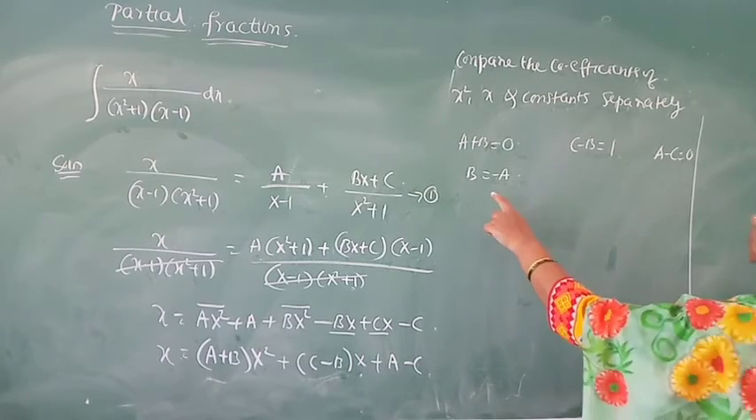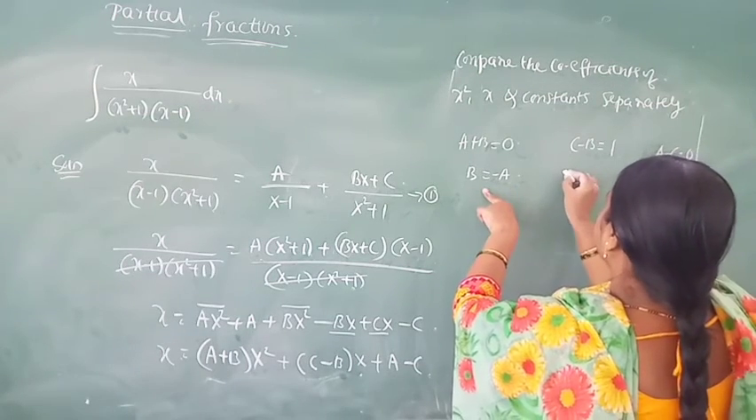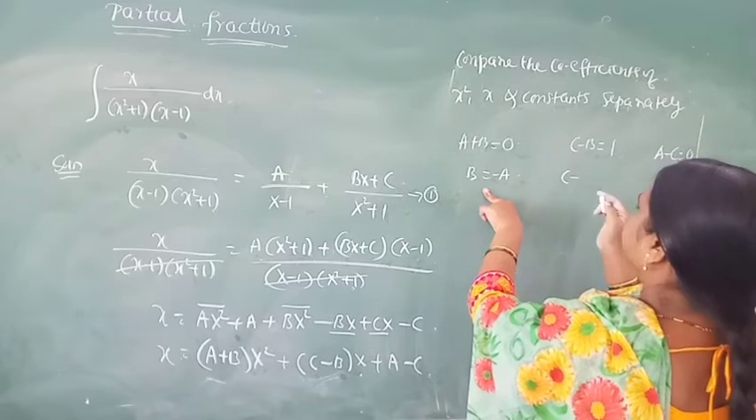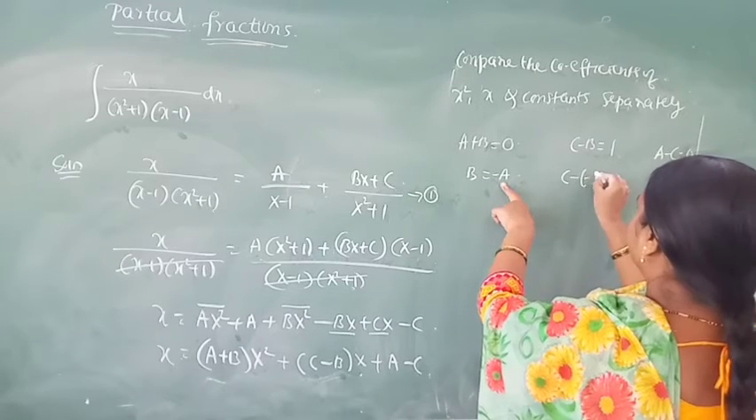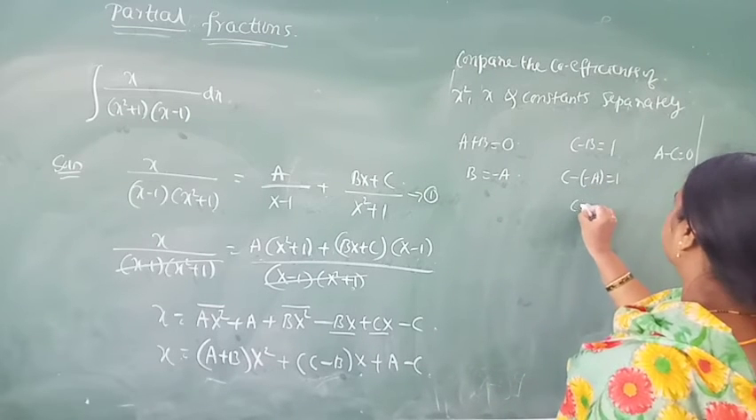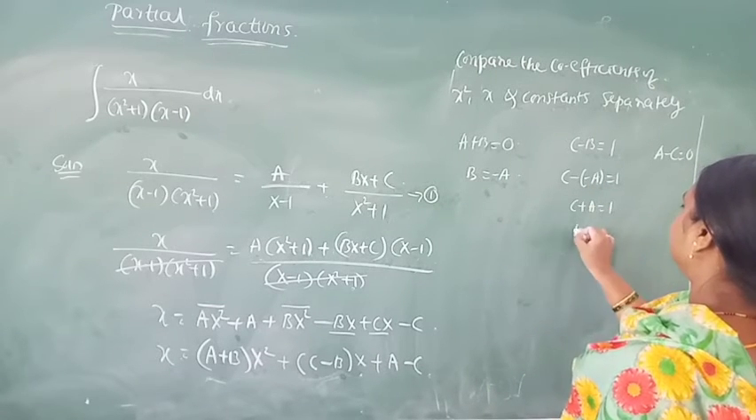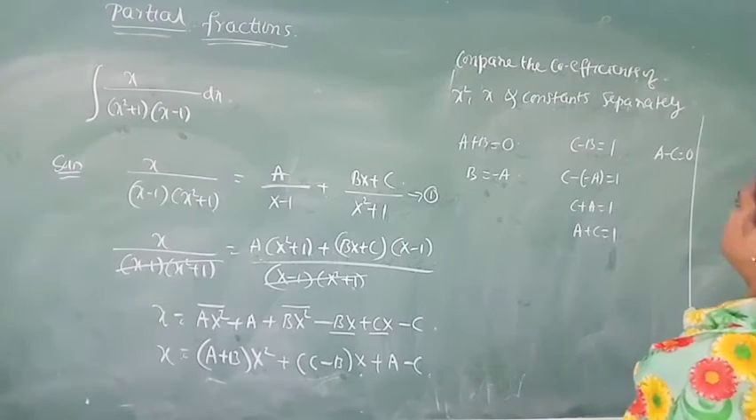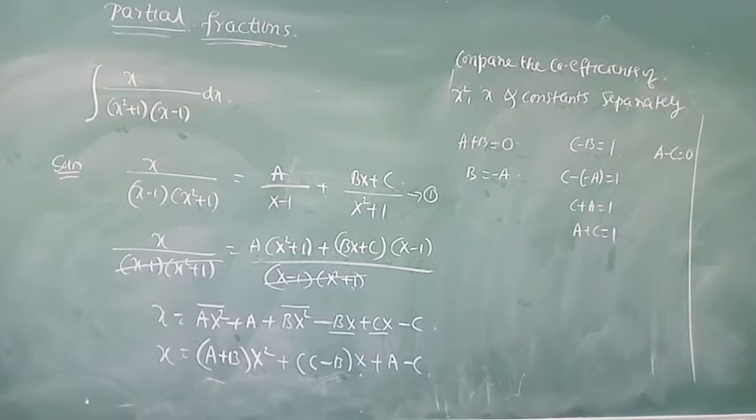Next, substitute b equal to minus a here. We will get c minus b is minus a, so minus a equal to 1. Or c plus a equal to 1. Or we can also write a plus c equal to 1.